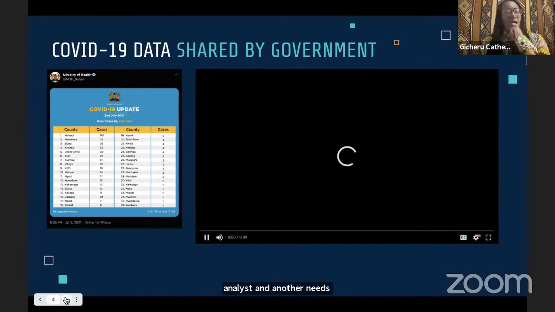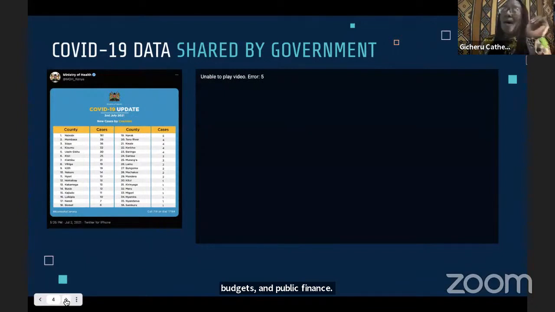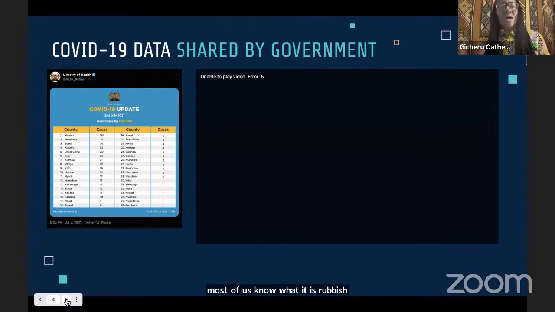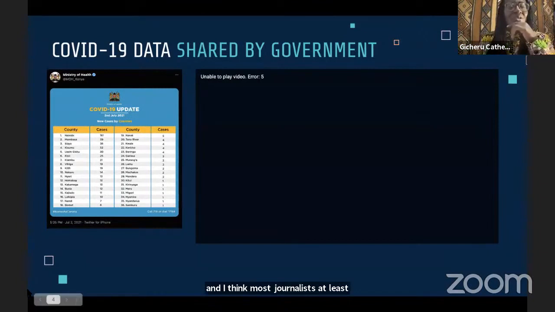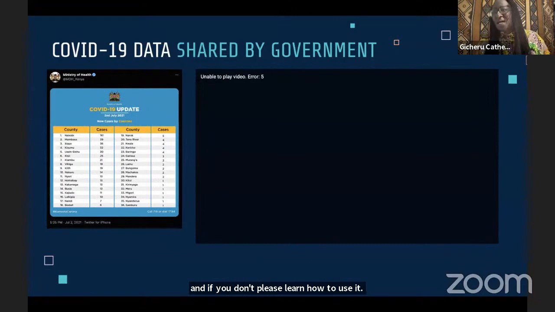I wanted to talk about the raw data itself. When I talk about training journalists, most of us know how to use Excel and Google Sheets. I'm hoping that most journalists at least know how to use an Excel sheet, and if they haven't, they're at least learning how to use that. But I've also come to realize that there's much more we can do with data, which a Google Sheet and an Excel sheet cannot do.